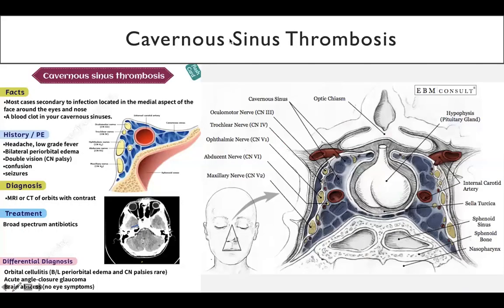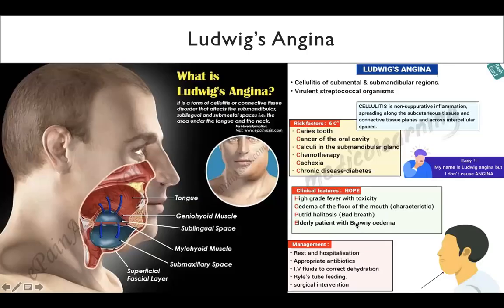For cavernous sinus thrombosis, we can give broad spectrum antibiotics and maybe some blood thinners or platelet inhibitors. And then management is rest and hospitalization, appropriate antibiotics because it's still an inflammation, IV fluids to correct dehydration, tube feeding so there is no pain during feeding, and surgical intervention if needed to reduce the inflammation and to open the area.